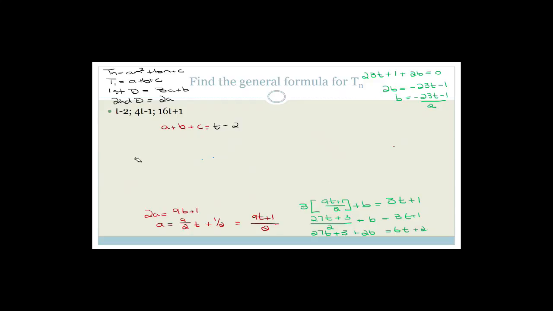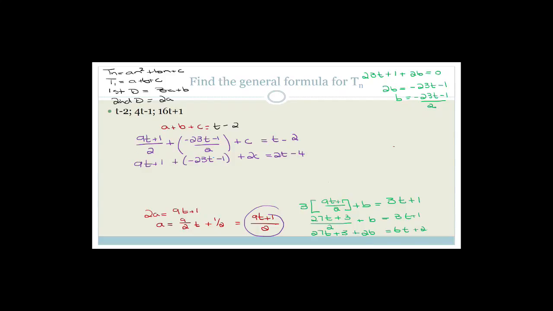Right. So now we're using a plus b plus c is equal to t minus 2. And we might as well do it in purple. So we've got a, which is 9t plus 1 over 2, plus b, which is this horrible thing, minus 23t minus 1 all over 2, plus c is equal to t minus 2. Okay, so then let's multiply everything by 2 to get rid of it. So we've got 9t plus 1 plus minus 23t minus 1 plus 2c is equal to 2t minus 4.